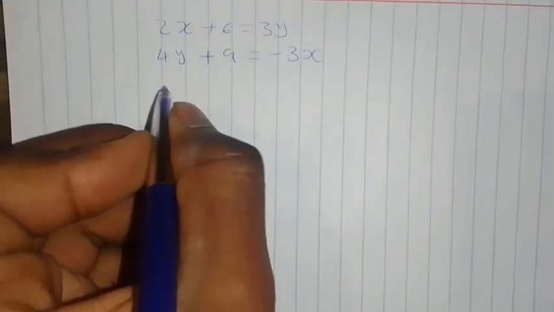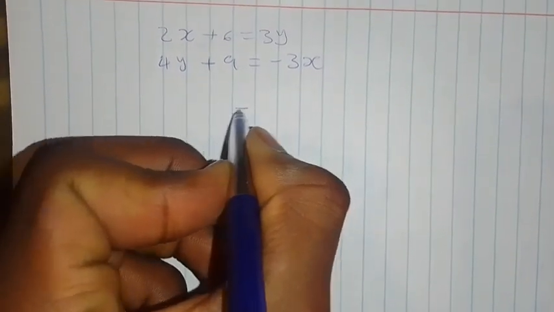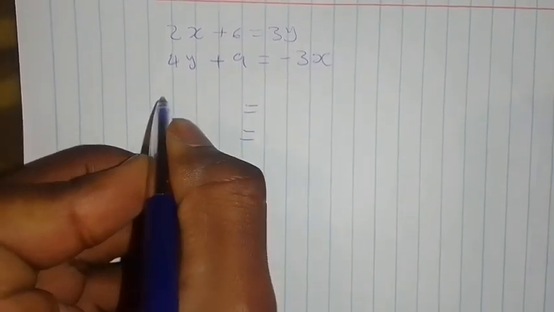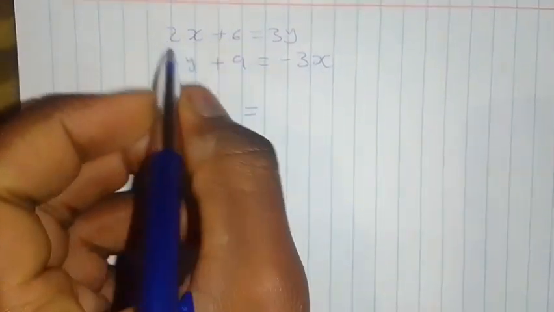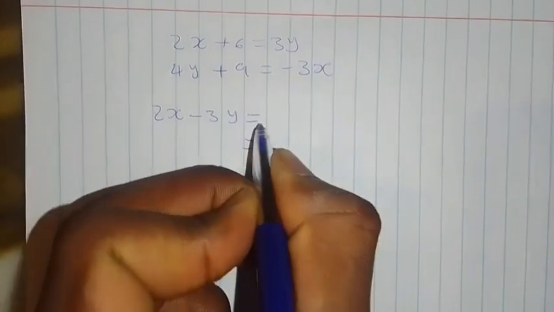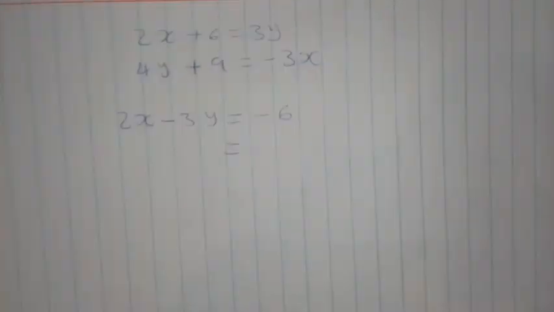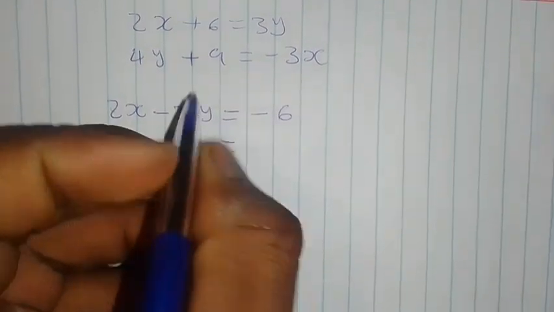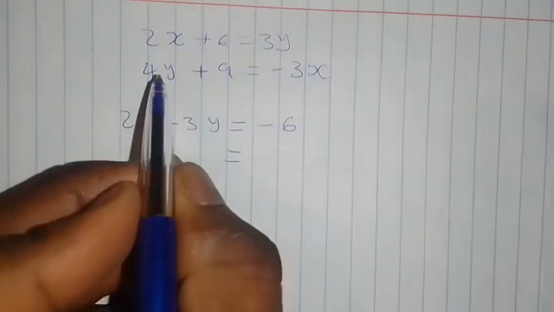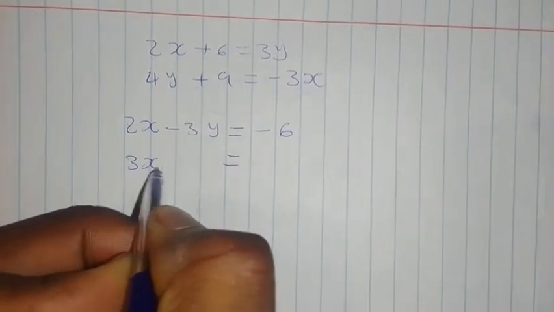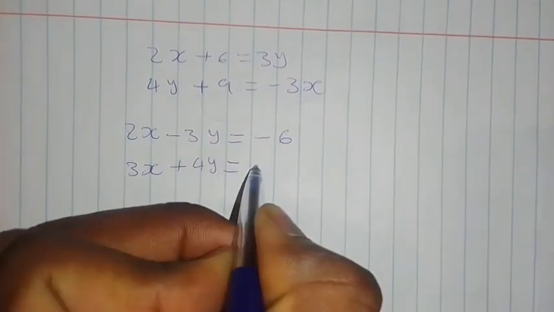So what you're going to do is rearrange the equations, leave one constant on one side and arrange the variables. So from the first equation I'm going to have 2x minus 3y equals minus 6. That's when you rearrange the first equation here. Now we're going to rearrange the second equation. This comes this side, so it's going to be positive 3x plus 4y equals minus 9.